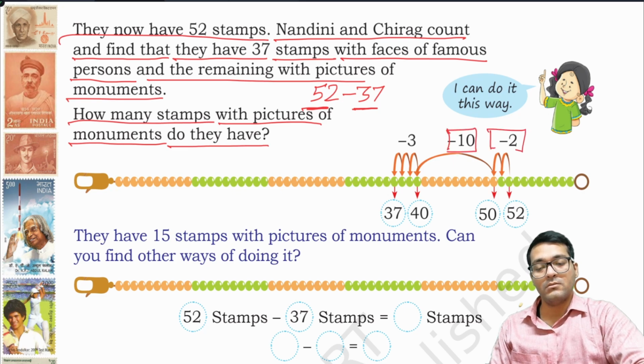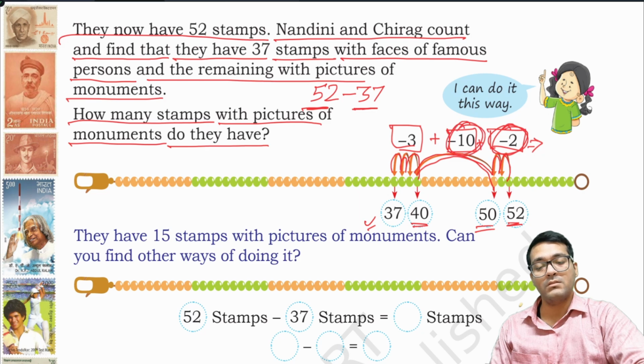If you do that, you will get minus 10, minus 2 and minus 3. That means you have to move 2 backward, then 10. If you move 2 from 52 in the backward direction, you will get 50, and then 10 more backward you will get 40, and 3 backward only. That means 37. But how much have you moved in the backward direction? Minus 2 and 10, minus 12, and minus 3, that is minus 15. 2, 10, 12, that is 2 plus 10 plus 3.